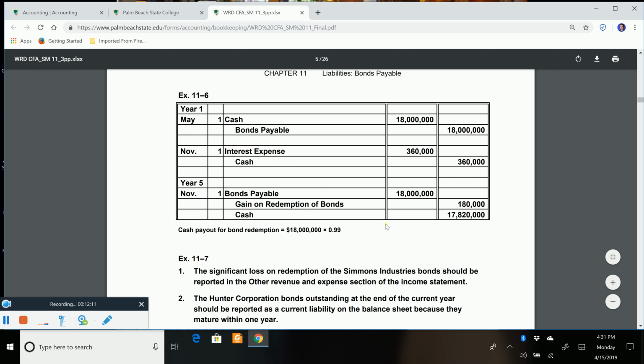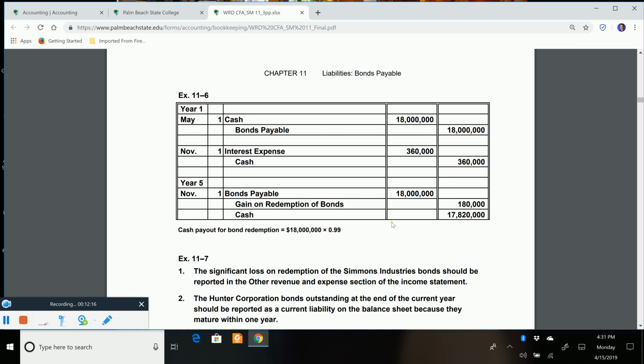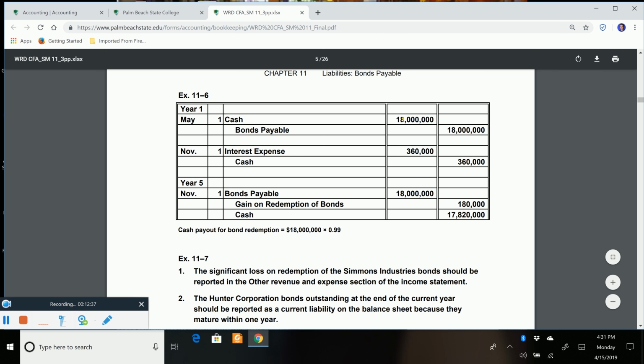Now the next example, next exercise, exercise 6, also a callable bond, but instead of calling the bonds at 101.5, you're going to see in a few moments we're going to call the bond at 99, and we're going to go through that in a few seconds. So May 1, we actually issue the bonds at par value, meaning no premium, no discount. We sold $18 million bonds, so we're going to increase the cash account with a debit, and we'll increase our bond payable account with a credit.